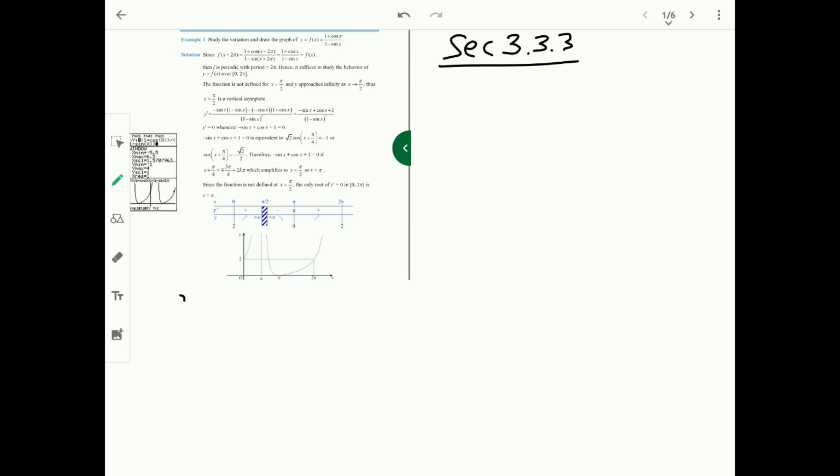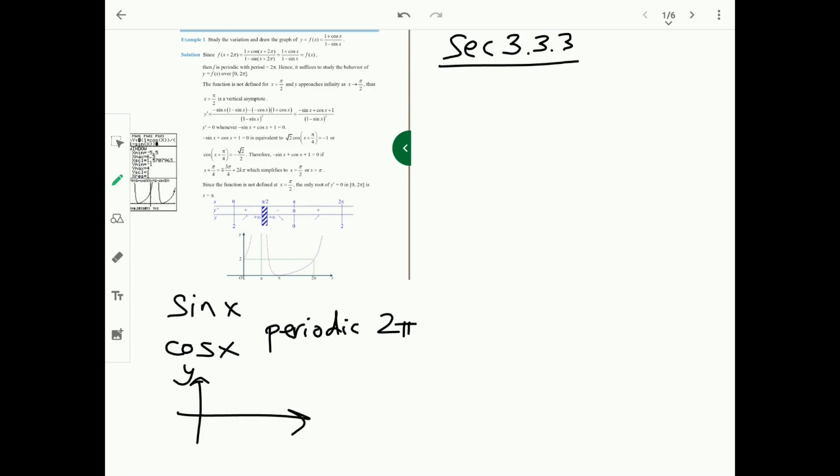So we should all know that sine x and cosine x both are periodic with period 2 pi. Basically what that means is they repeat every 2 pi. For example, sine is like this, it repeats. So 0, 2 pi, and then it just keeps repeating like this. So that's what it means, they're periodic of 2 pi. Well, if sine x is periodic of 2 pi, 1 minus sine x would be periodic of 2 pi, right? And the same goes for 1 plus cosine x.